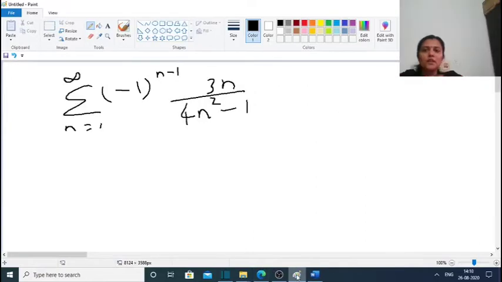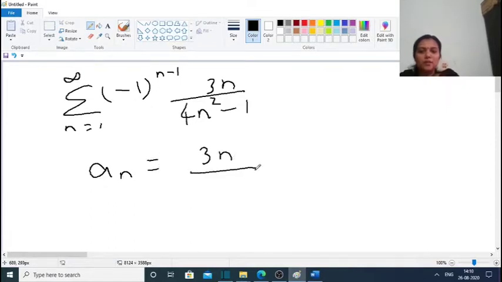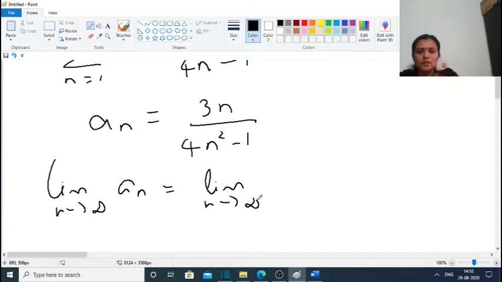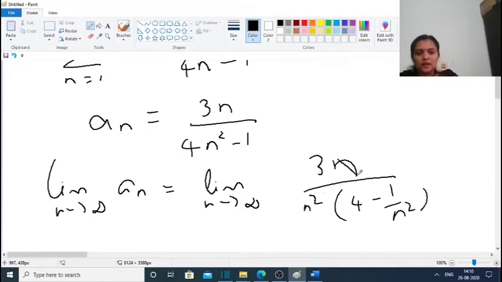Next problem is sigma n equal to 1 to infinity minus 1 raised to n minus 1 into 3n by 4n square minus 1. So here an is equal to 3n by 4n square minus 1. Limit n tends to infinity an is equal to limit n tends to infinity 3n by, here we can take out the n square, so 4 by 1 by n square, so 1 n cancels, so limit n tends to infinity 3 by n, so this value is equal to 0.